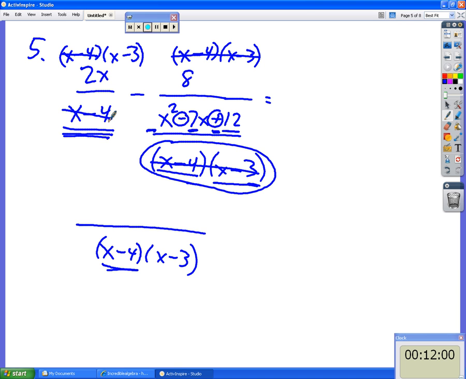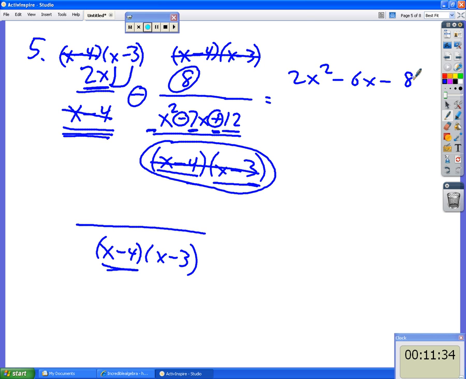this 2x here times the x and times the negative 3. I have to distribute. That will give me 2x times x is 2x squared, and 2x times negative 3 is negative 6x. And then we have a negative 8 here. Everything else is canceled, so we have negative 8.